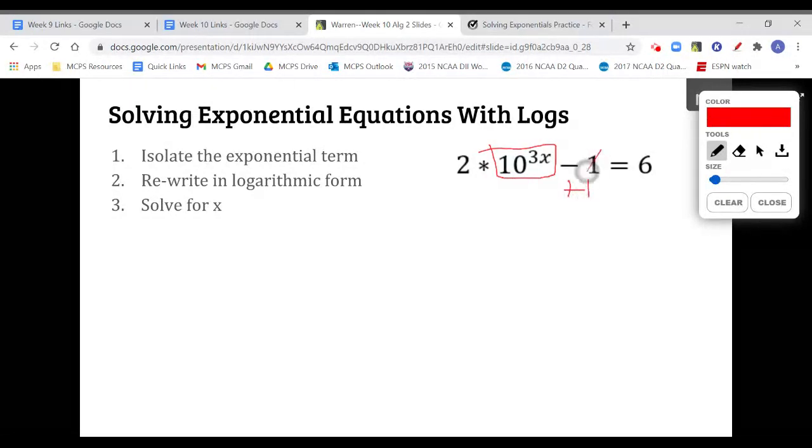So if I go ahead and start by adding 1 to both sides, that'll get rid of the 1. And I'll be left with 2 times 10 to the 3x equals 7. Then I can go ahead and divide both sides by 2 to get rid of the 2.